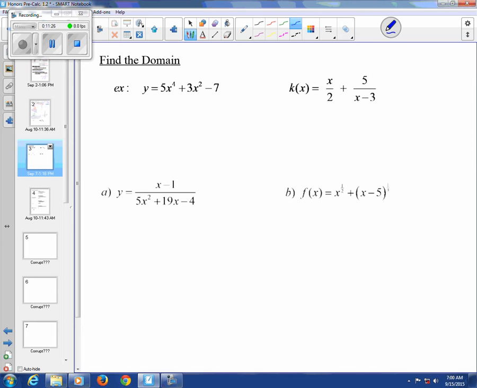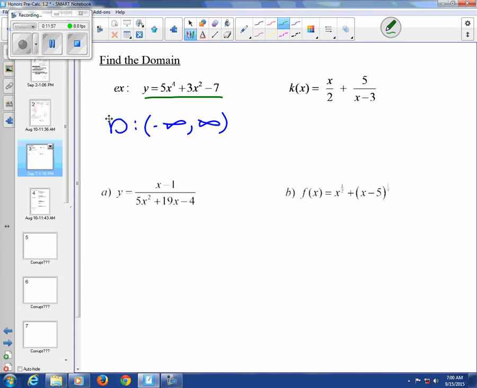Now, my first function right here, y equals 5x to the fourth plus 3x squared minus 7. As I scan this, there's nowhere where an x value could give me 0 in the denominator or a negative under an even radical. So because I'm not violating either one of those two restrictions, I'd say my domain is all real numbers from negative infinity to positive infinity. And that, of course, makes sense because this is a polynomial, which we've already said can process every real number on the x-axis and give us a real number y value or an ordered pair that will define the function at that x value.